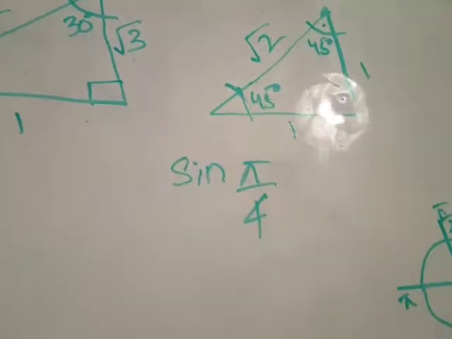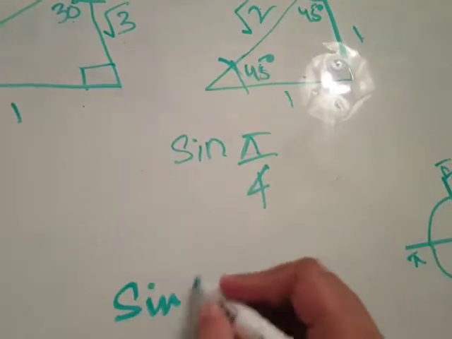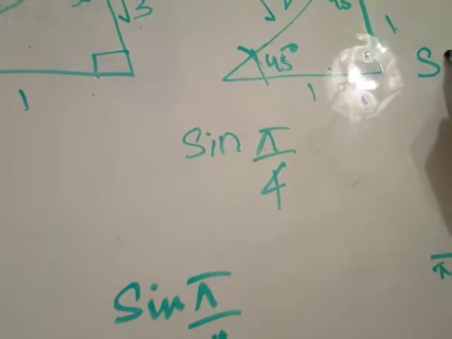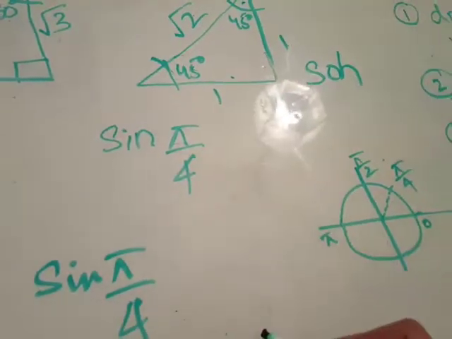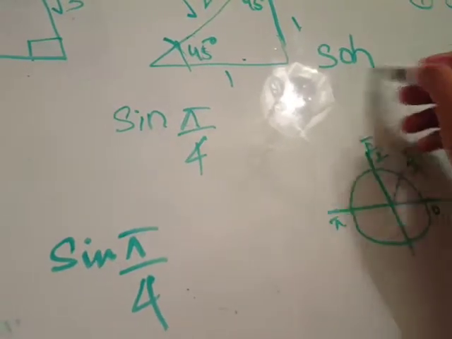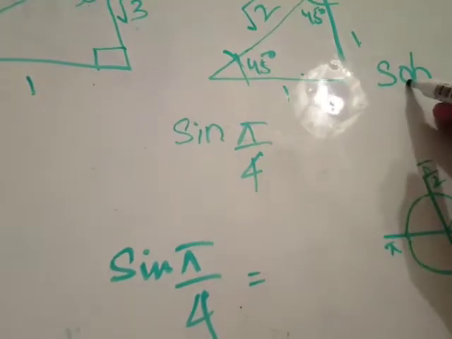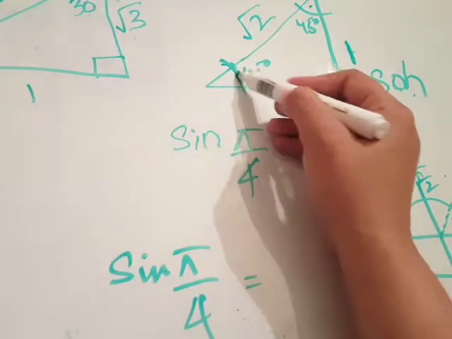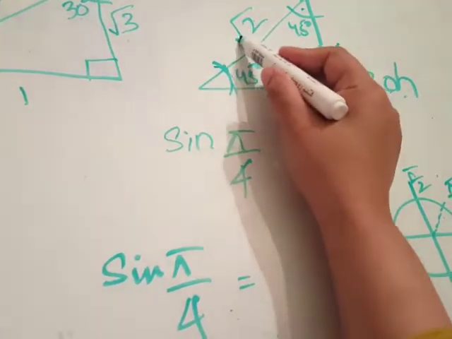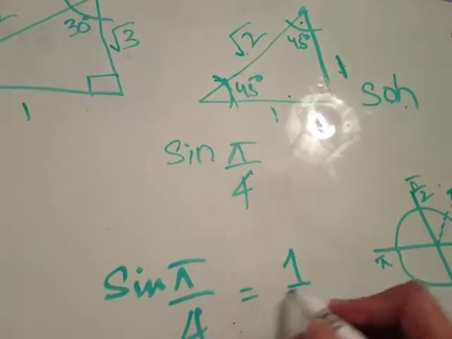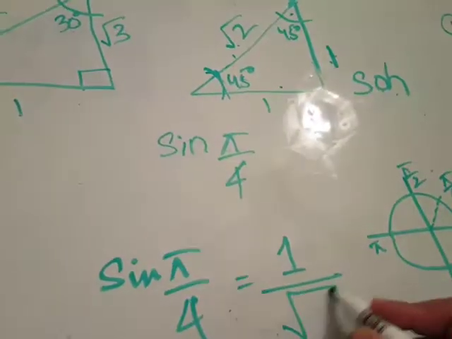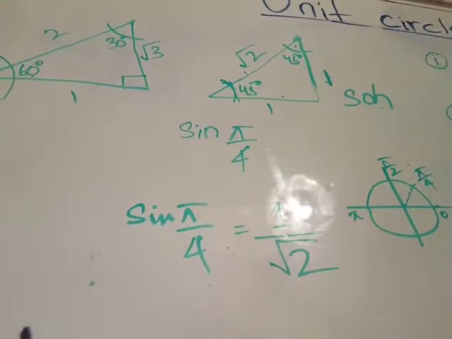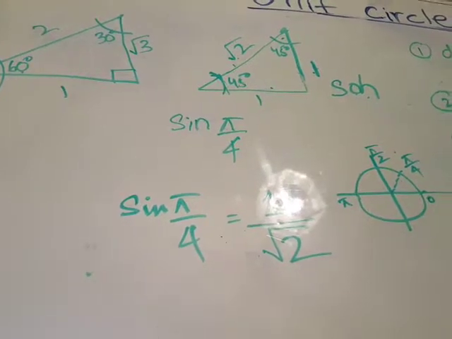So let's calculate the value of sine pi over 4. What was sine equal to? Remember SOH CAH TOA: sine is opposite over hypotenuse. What is opposite? Opposite is 1. So 1 over the hypotenuse, which is under root 2. So sine pi over 4 is 1 over under root 2. Right? So it's easy.